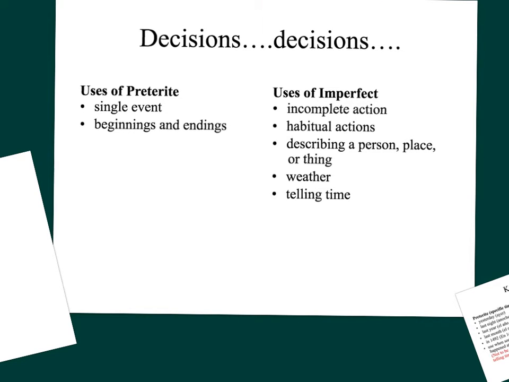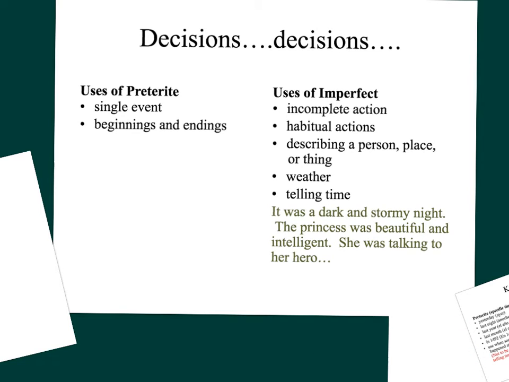So for example, using the imperfect, we might say, it was a dark and stormy night. The princess was beautiful and intelligent. She was talking to her hero. So for all of these things, we would be using the imperfect tense if I were speaking in Spanish. To talk about the weather, to talk about describing a person, and this idea that she was talking to her hero. We're setting the scene.